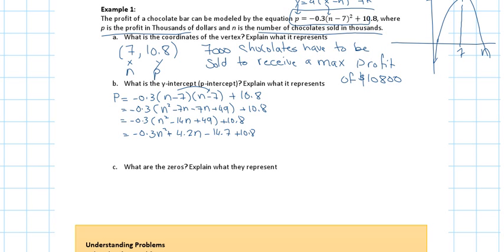Right? So it's called distribute. So distribute that negative 0.3 into all the terms inside the bracket. And then now I collect like terms, so I only have the like terms at the end. So it's going to be negative 0.3 n squared plus 4.2 n minus 3.9.